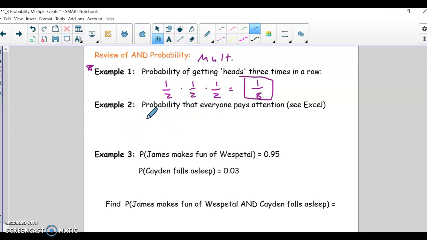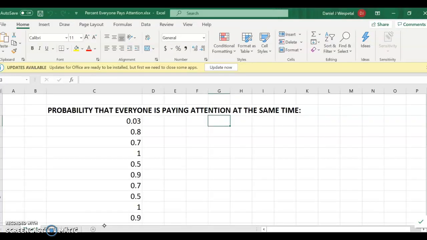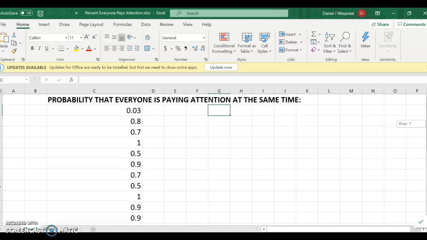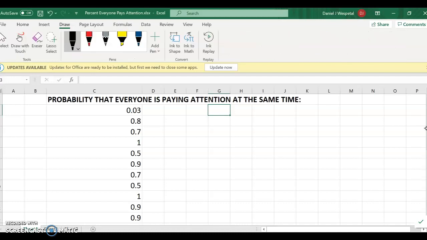This one you wouldn't really know, but I did this kind of as a macabre example. I tried to figure out what the chances are that everyone in my class is actually paying attention at the same time. So I made a spreadsheet. This was one of my classes from a few years ago, and I listed the chance each kid was paying attention. This kid hardly ever paid attention, this one 80% of the time, this one 70%. This kid always paid attention. So I asked, what are the chances of each of them individually, and then the chances everyone pays attention.